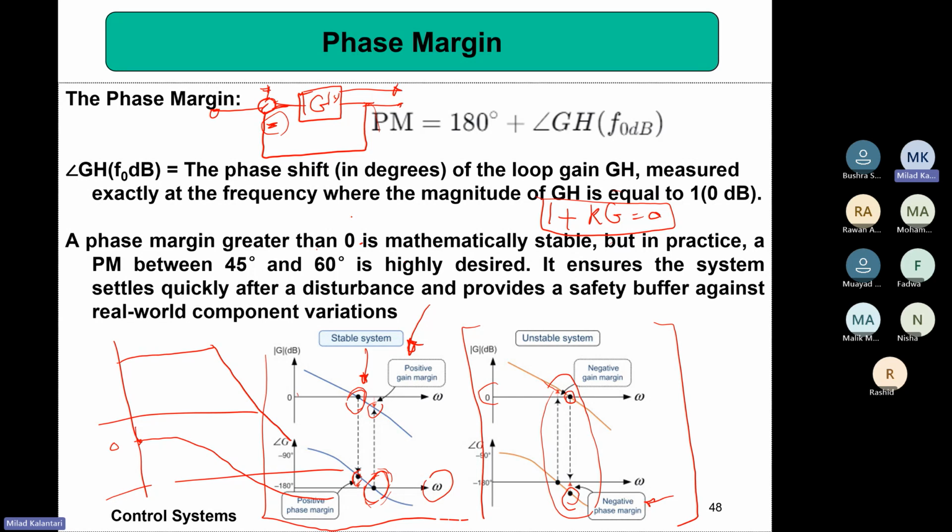So for this one, the problem is the unstable system. Actually, in the unstable system, when the phase reaches 180 degrees, the system still has some gain. It means you have closed the loop with positive feedback, and you still have some gain. And this gain has the potential to build up some oscillation. With no gain, you cannot build the oscillation.